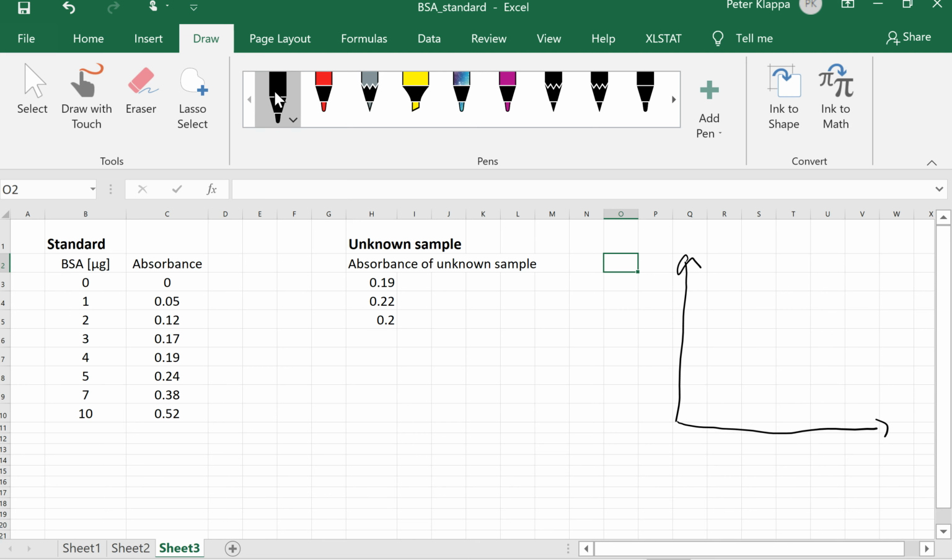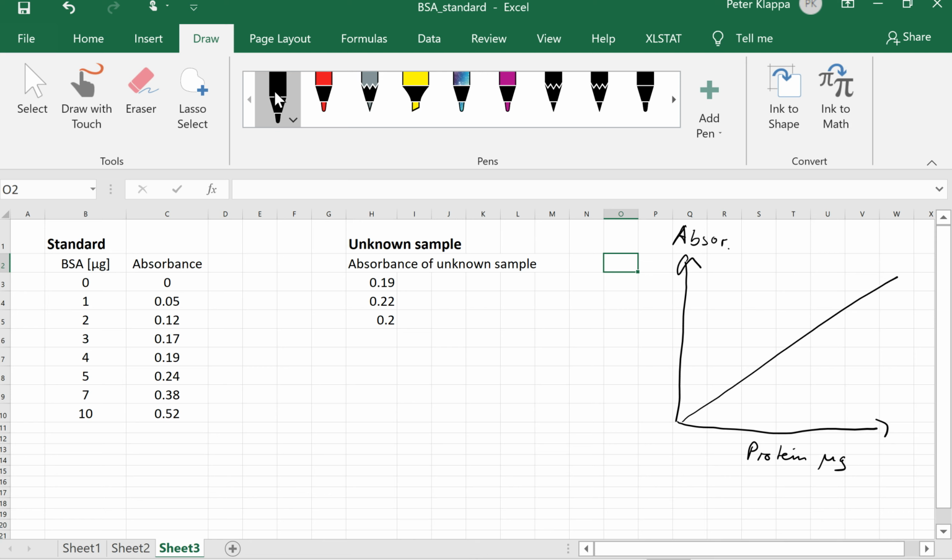So here we have the amount of protein, say in micrograms, and here we have the absorbance. So for example, we could use a Bradford assay, and what we find is something like that. So that is from our standard curve. That is the standard curve.